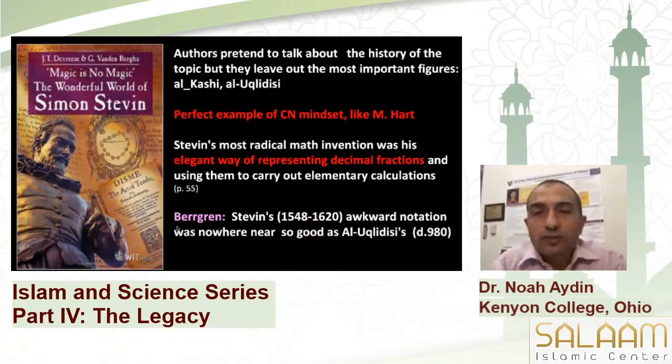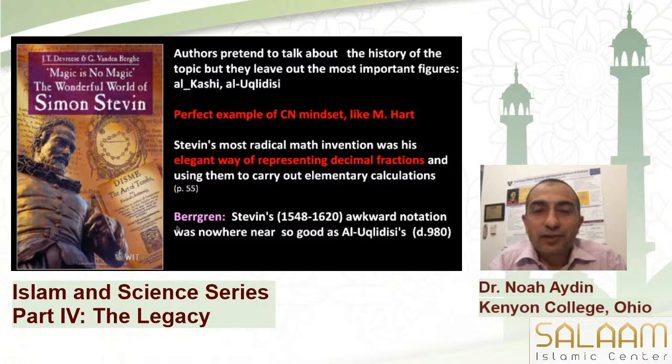What is more striking is that the authors of this book, two university professors from Europe, pretend to talk about the history of decimal fractions, but they leave out the most important figures in this discussion. They do not talk about al-Kashi and al-Uqdudisi. If they did not talk about this at all, it would have made more sense. But the fact that they pretend to talk about it, but leave out the most important figures, I don't know how to explain it, right?